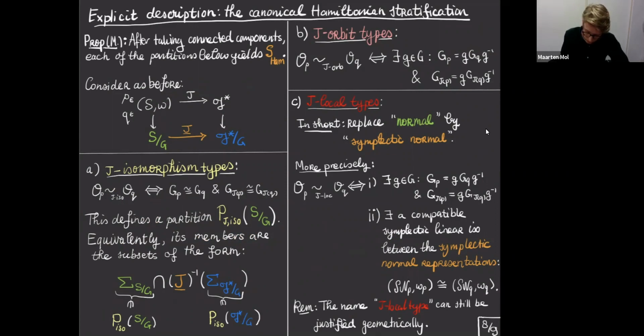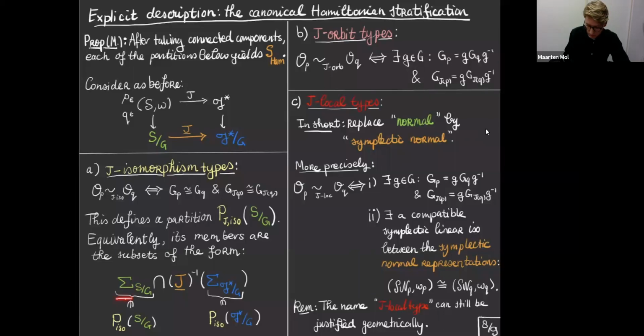Right, so first of all, there is an analog of the partition by isomorphism types, which I call the partition by J isomorphism types, which says that two orbits in S through a point P and through a point Q are equivalent if, first of all, the isotropy groups of the action are isomorphic. But then we also require that the isotropy groups at the image points under the moment map are also isomorphic. So these are the isotropy groups of the coadjoint action. All right, so this defines the partition by J isomorphism types. And basically by definition, its members are given by subsets of the following form.